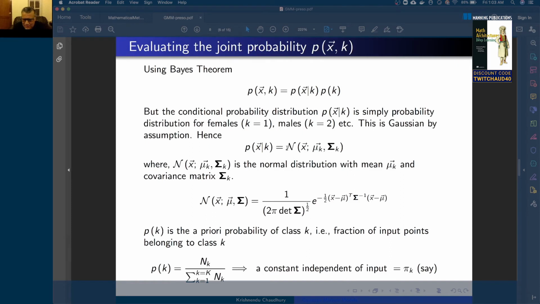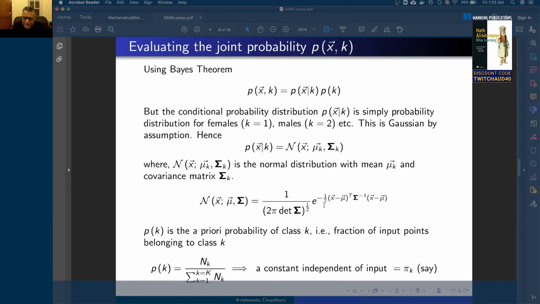This calligraphy N stands for a normal, and if you remember your Gaussian, this is the formula for the probability. This kind of gigantic formula with an exponential, e to the power something squared, is what expresses the probability distribution of a normal variable. This is the probability density function for a normal random variable. So the P of x given k is this normal density function.